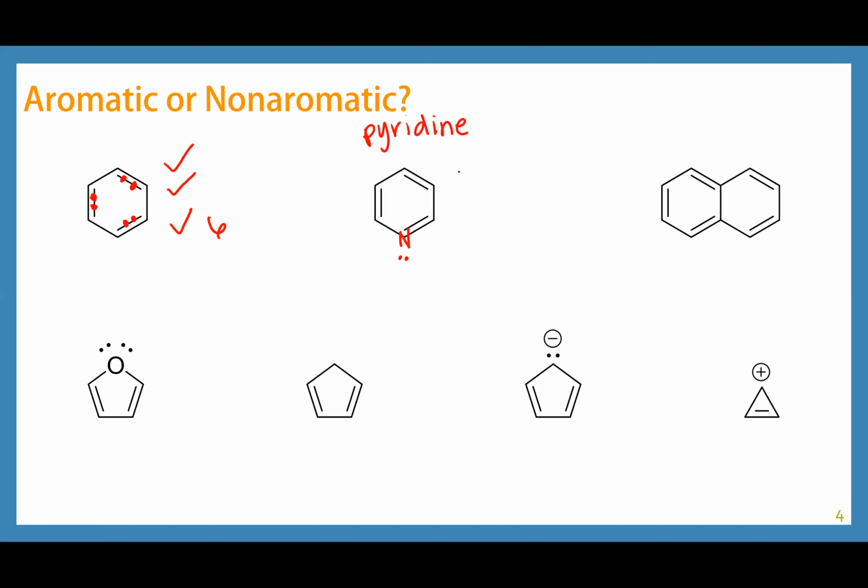So everything has an unhybridized p orbital. Is it planar or nearly planar? Yes, everything is sp2 and it's a 6-membered ring. It's going to be planar. There's no reason that any of those atoms should be out of the plane. And then how many pi electrons are in the cyclic arrangement? 6. Why do we not count the lone pair on nitrogen?